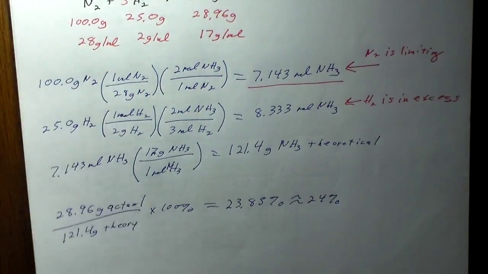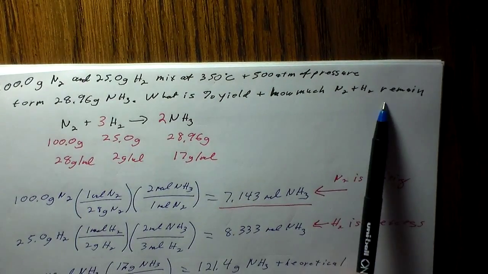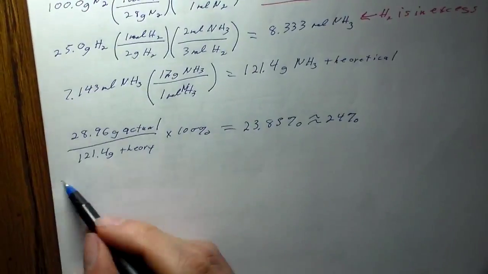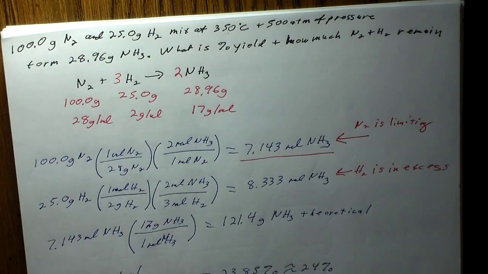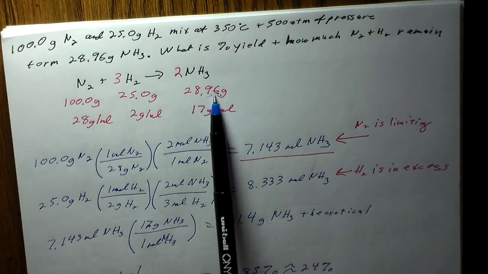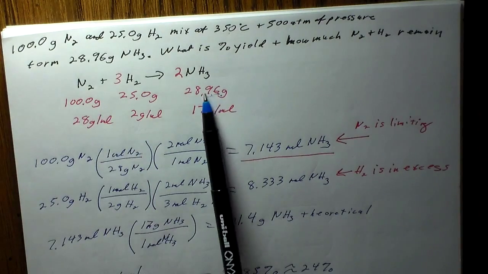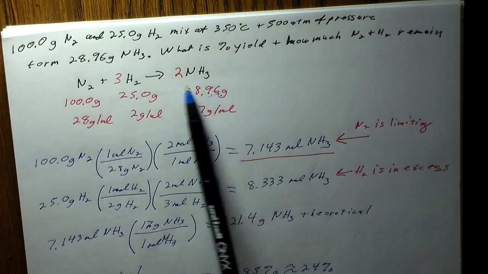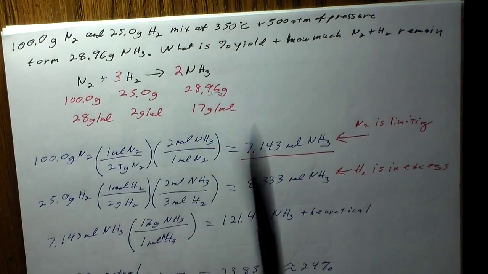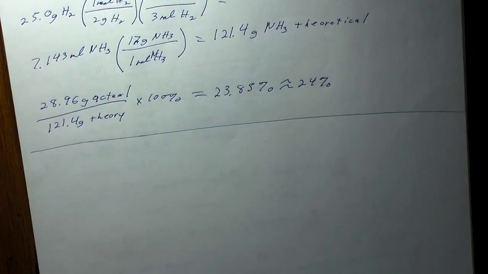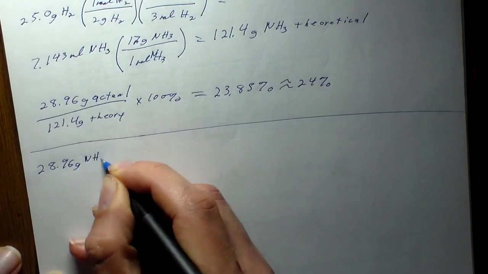Okay, so that's the first part of the question. What is my percent yield? Now we also have to work out how much nitrogen and hydrogen actually remain after this reaction. So if we're trying to figure out how much nitrogen and hydrogen remain, we have to figure out how much nitrogen and hydrogen actually reacted to form this amount of ammonia, right? So this was my actual yield. Well, that means we just have to work backwards and figure out how much nitrogen and hydrogen actually underwent this reaction here. We're going to start off here with my 28.96 grams of ammonia. So that's what was produced.